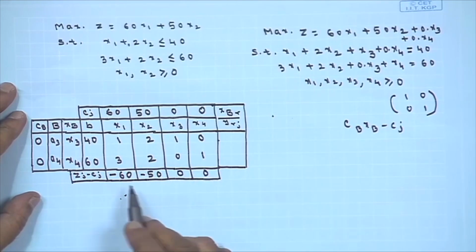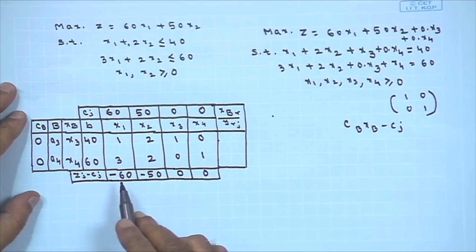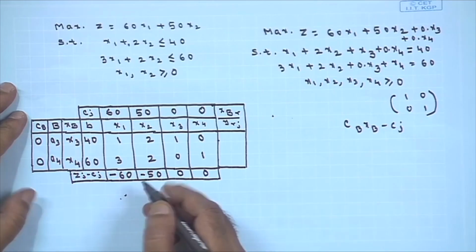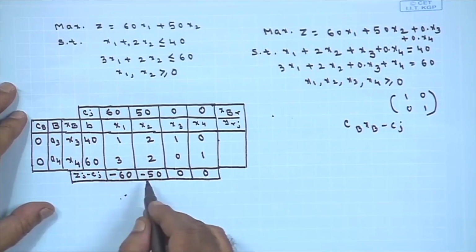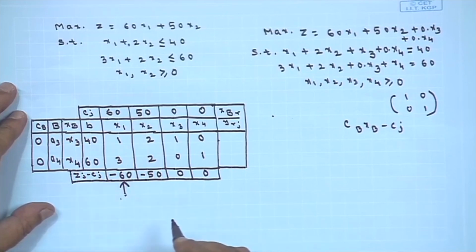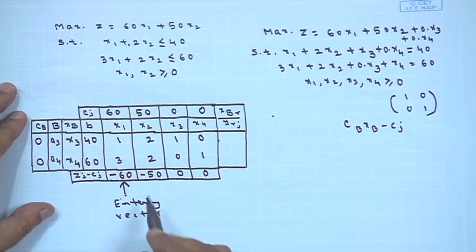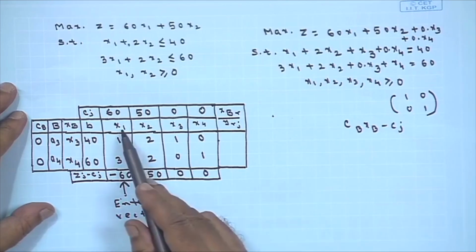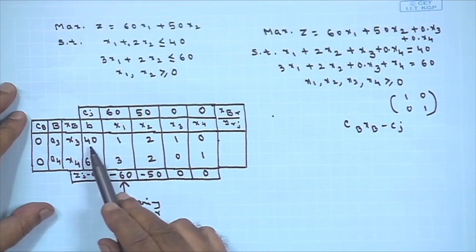Now, we have told that only if all zj minus cj are greater than or equal to 0 do we obtain the optimum value, but for this case that is not true. Some are negative, and the most negative is minus 60. Therefore, this will be the entering vector. So, from this basis one variable will go out and x1 will enter.